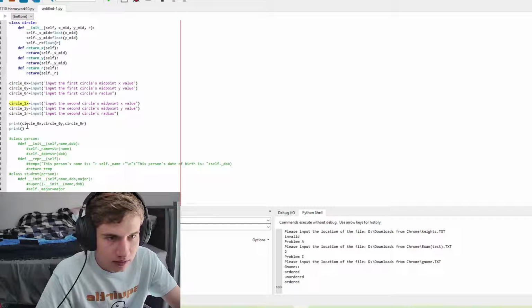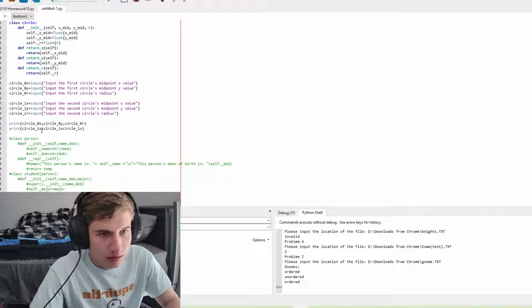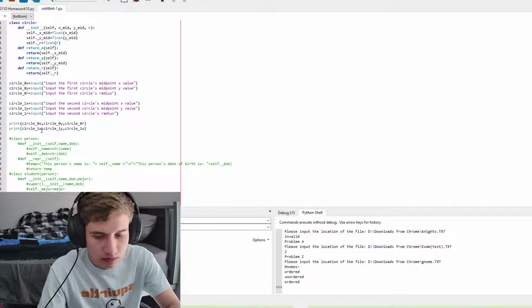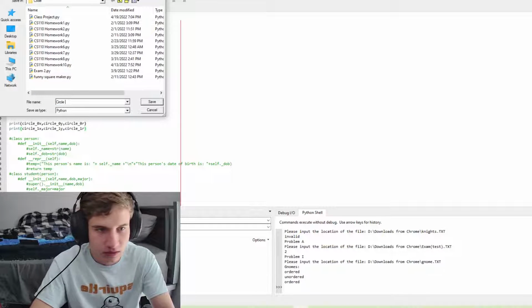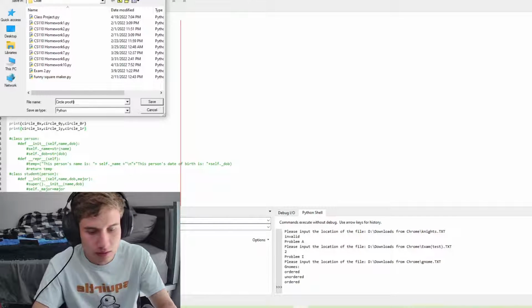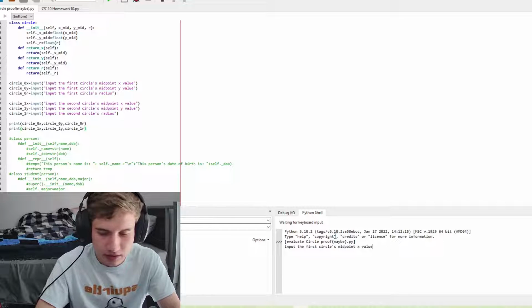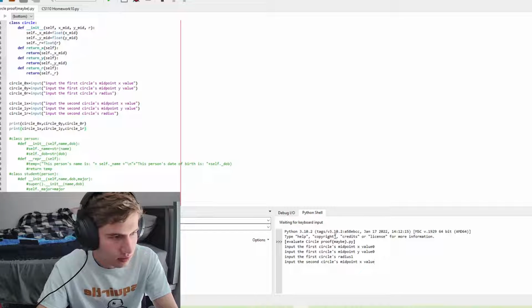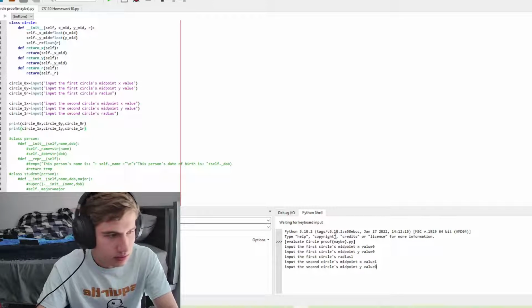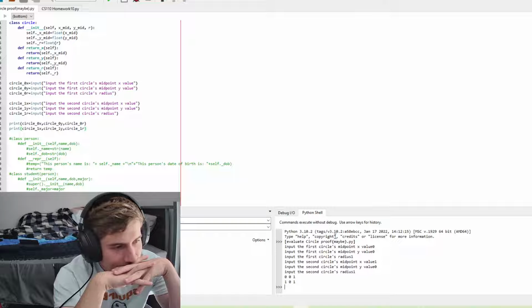So I'm just going to do the same thing over here, circle 1y, circle 1. And if I run this, to save it, okay, midpoint is going to be 0, 0, radius 1, going to be 0, radius 1. Okay, that's pretty good.